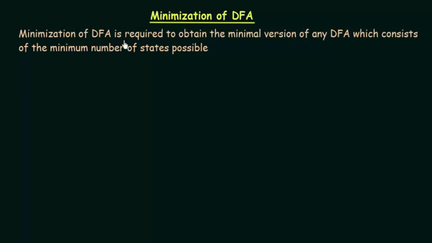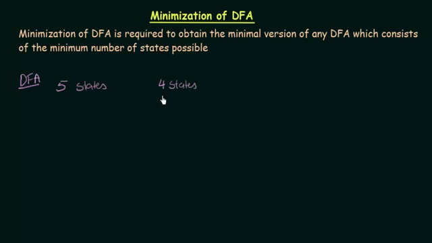Minimization of DFA is required to obtain the minimal version of any DFA, which consists of the minimum number of states possible. Alright, so what does this mean? Let us take a simple example to explain this definition. Suppose you are given the task to design a DFA, any DFA, and then you design this DFA using 5 states. Alright, and your friend designed the same DFA using 4 states.